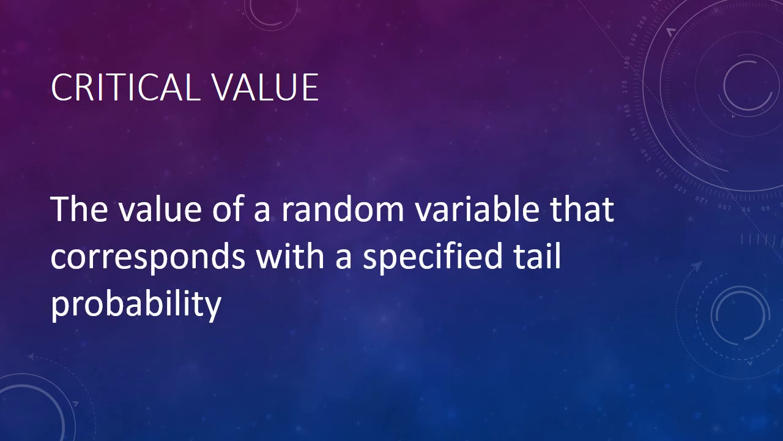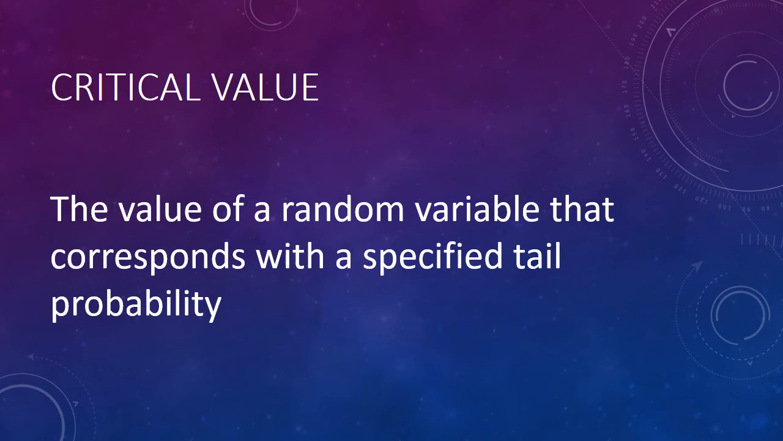Often in statistical inference, we'll be interested in looking at things from the other way around. Instead of having a particular value and asking what its tail probability is, we'll have some probability and ask ourselves, how big does this variable have to be in order to achieve this tail probability? These special values that fit with specific tail probabilities are called critical values. A critical value is the value of a random variable that corresponds with a specified tail probability.